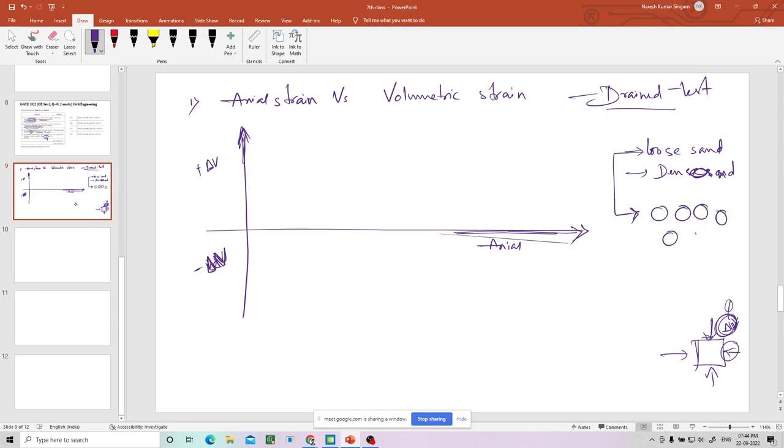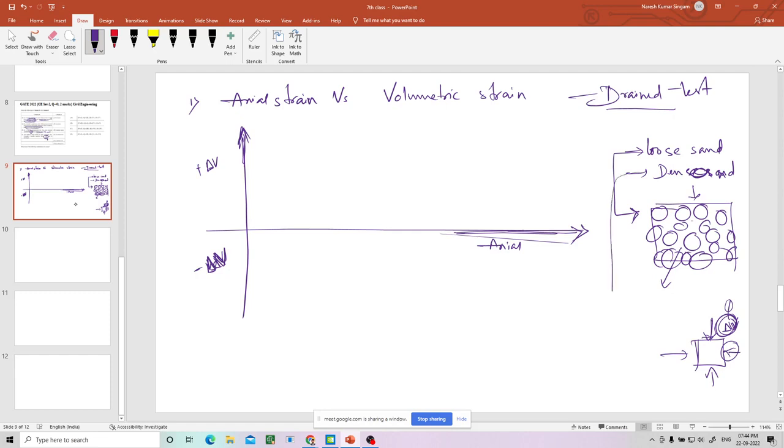Now loose sand has a lot of voids when compared to dense sand. So when there are voids, and you are compressing this sample, the loose sand, what will happen? The voids will reduce. That means the total volume will decrease because it has the capability of decreasing.